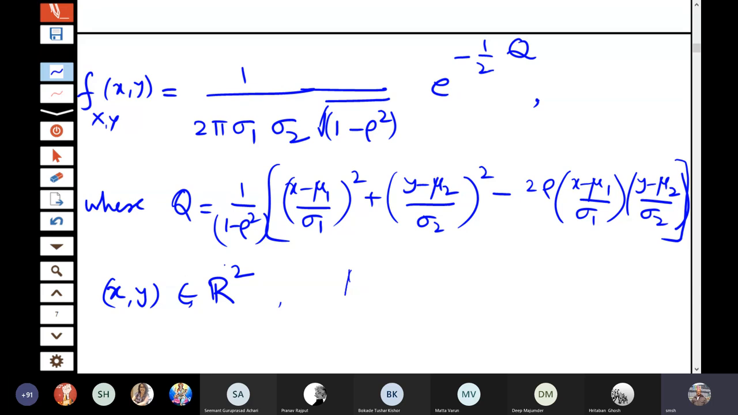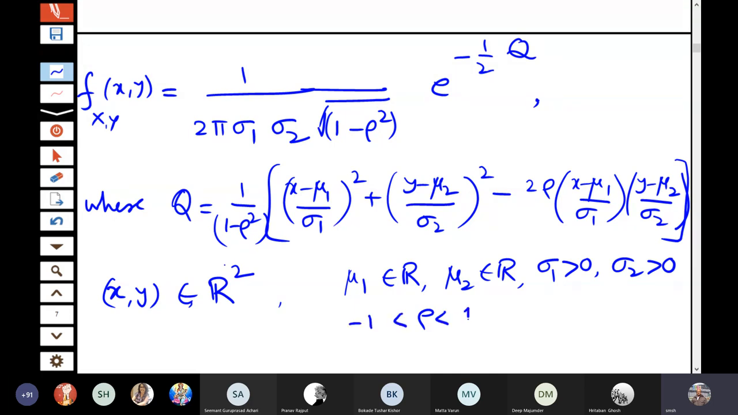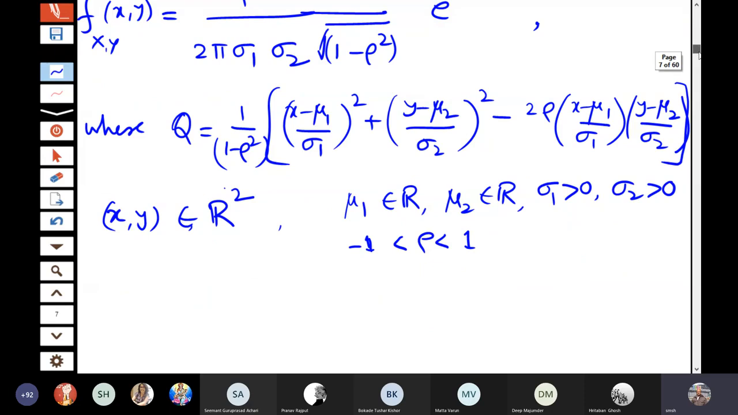And what are these parameters? Mu1 is a real number, mu2 is a real number, sigma 1 is positive, sigma 2 is positive, and this rho, because of the square root of 1 minus rho square in the form, should always be between minus 1 and plus 1, otherwise this term will become invalid. The density will become invalid. Therefore, for validity, rho should lie between minus 1 and plus 1. Is that okay? Yes, sir.